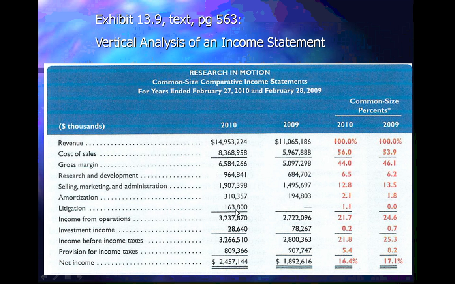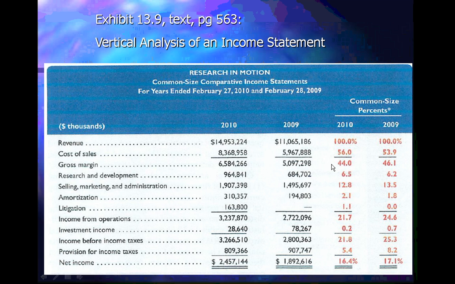I'm just going to look at 2010. I divided every other number on this income statement by 14.953 billion. So 8369 with rounding divided by 14.9, I got 56%. Obviously, the top one divided by itself is 100%. Gross margin, 6584 divided by 14953, I got 44%.